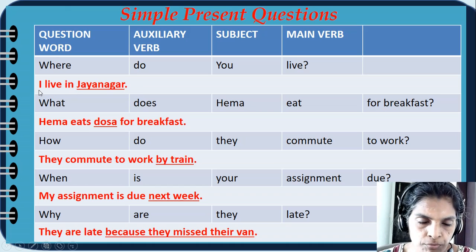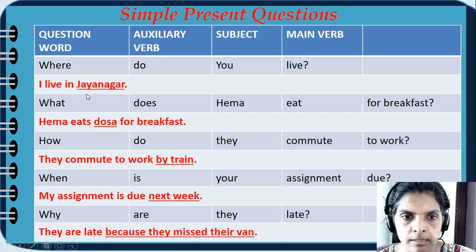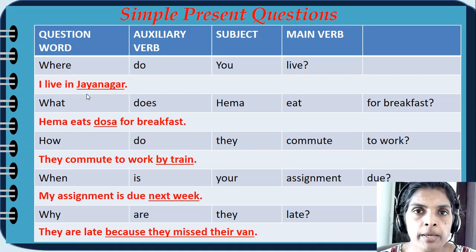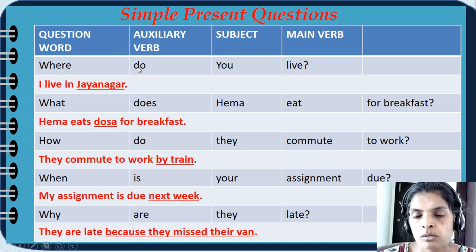So now if you have been given a sentence I live in Jayanagar and Jayanagar is underlined, your question should be, because Jayanagar is the name of a place, you should start your question with where. Where do you, because the pronoun here is I. So where do you live? So here see, the question word is where. The auxiliary verb, which are auxiliary verbs? Do, can, am, is, are, were, was, have, do, does, all those are auxiliary verbs.